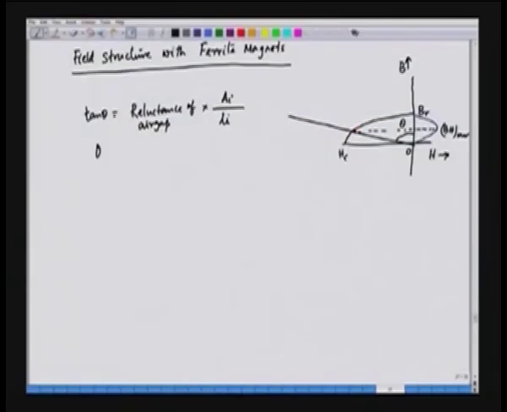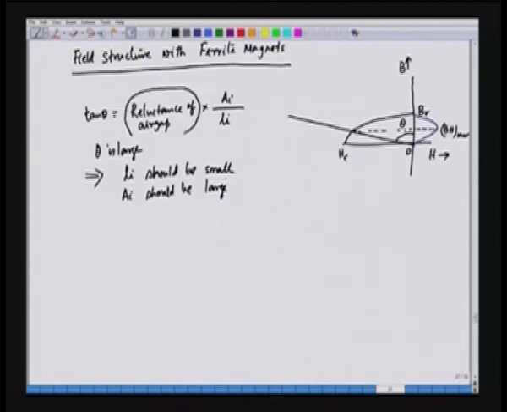So, it means theta is large here, which implies Li should be small and Ai should be large. So, it means the reluctance of the air gap is almost constant. So, we can have small Li and large cross section area, that is Ai. So, these magnets are small magnets, not long magnets, but having high width. The cross section area is large.